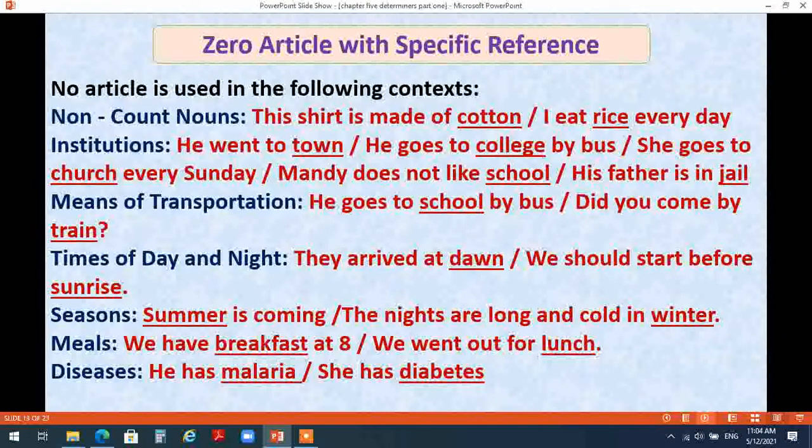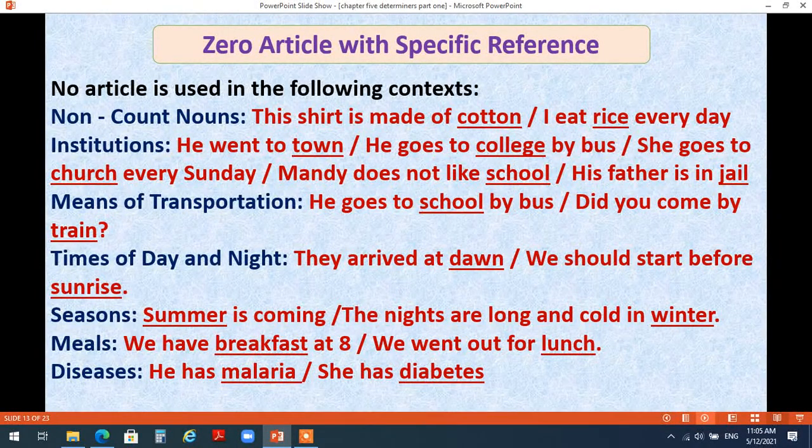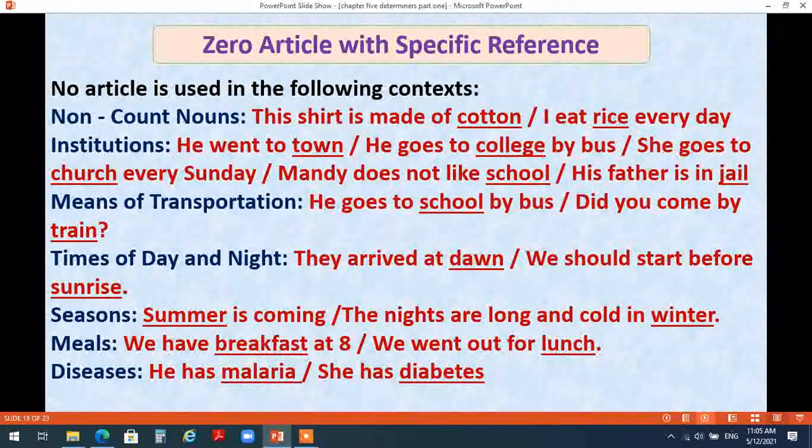When we are referring to the activity which is done at that place, there is no need to use any article. But if we are describing that place or that building specifically, in this case I need a definite article. But if we are describing the action which is being done at that place or that building, in this case there is no need to use any article.